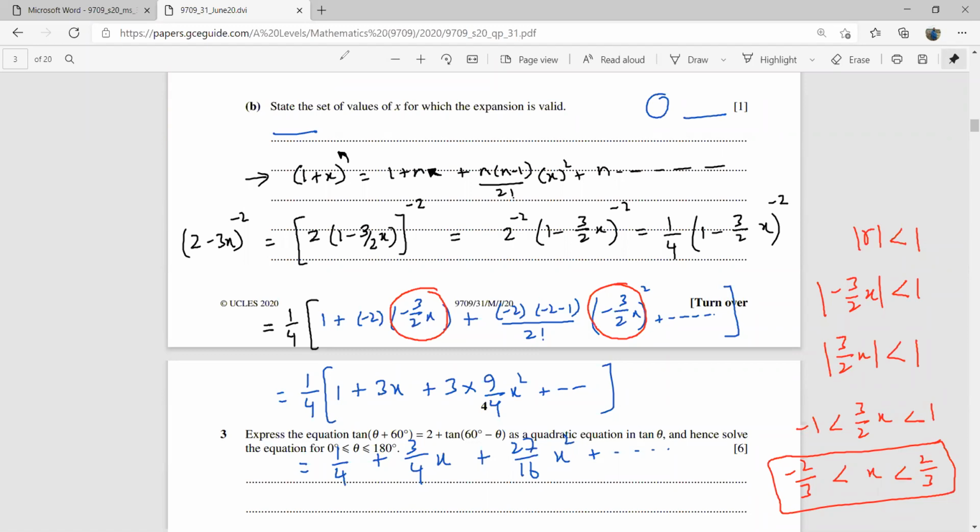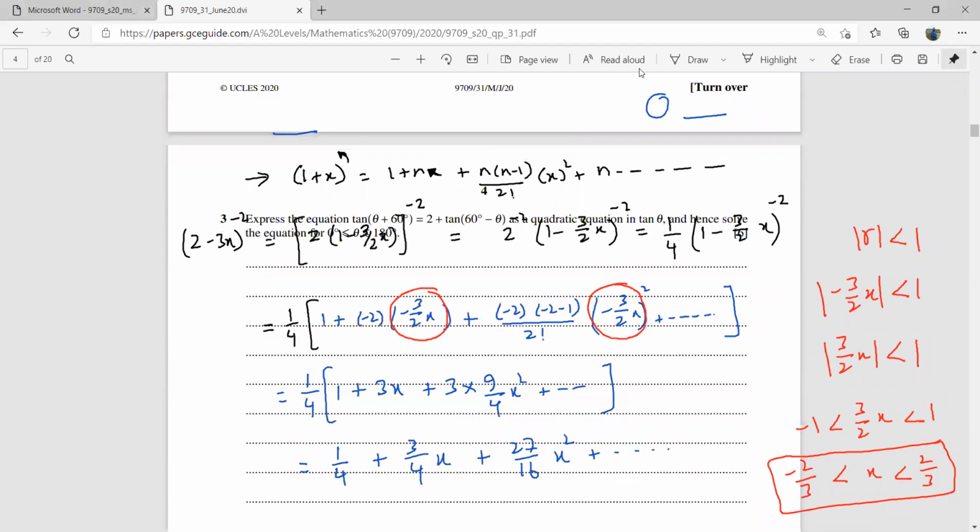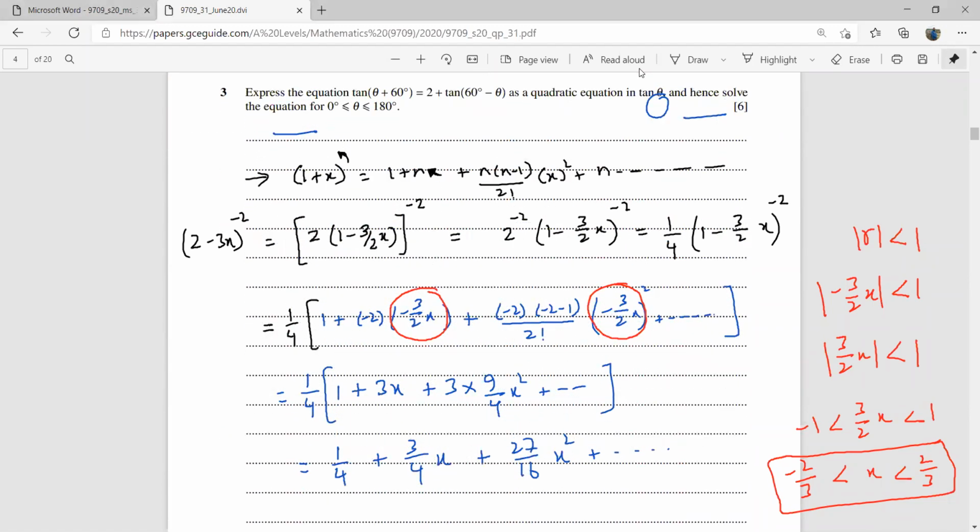Do you have any question, Bacho? So it means I have to move to the next question. If there is no question, I am moving on to the third question.